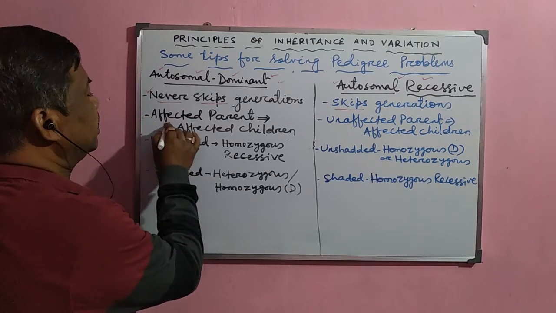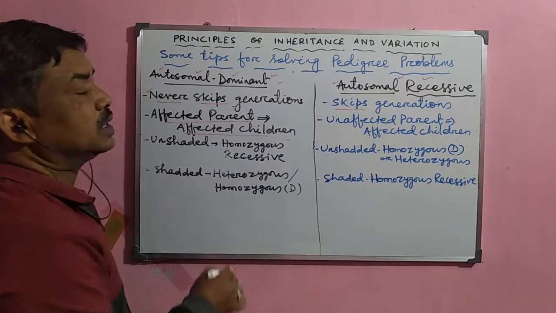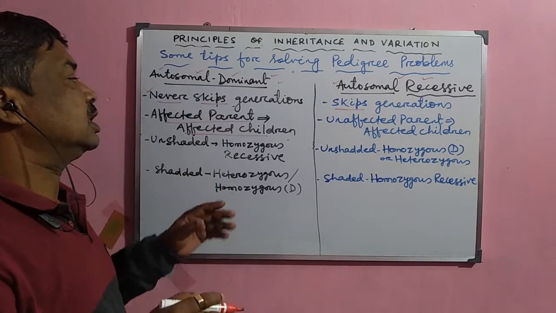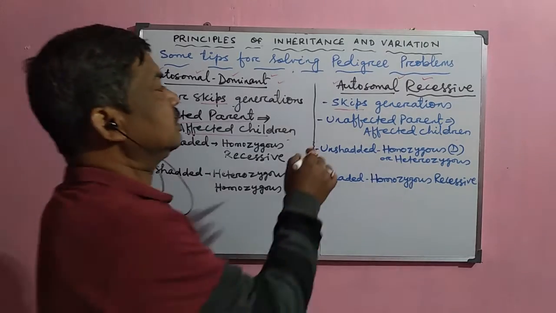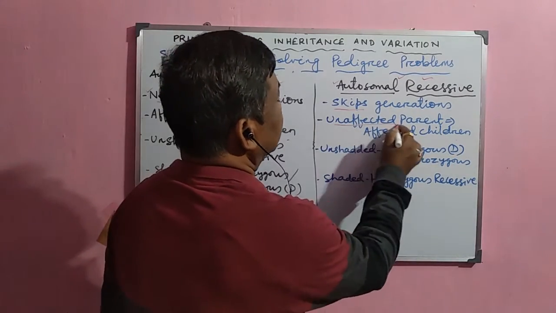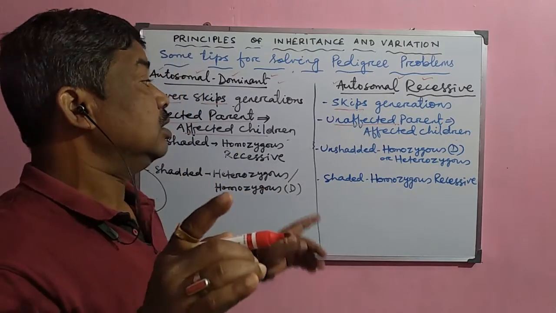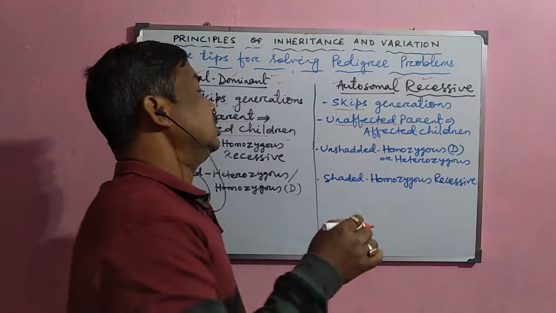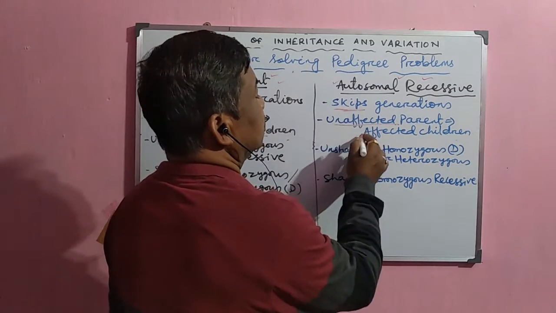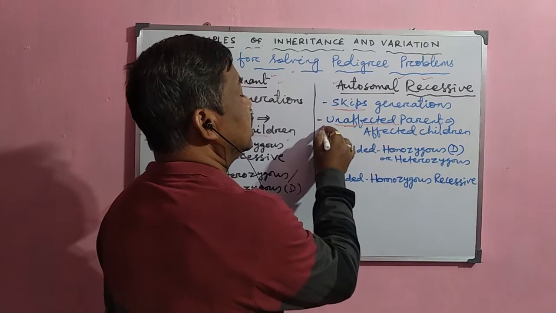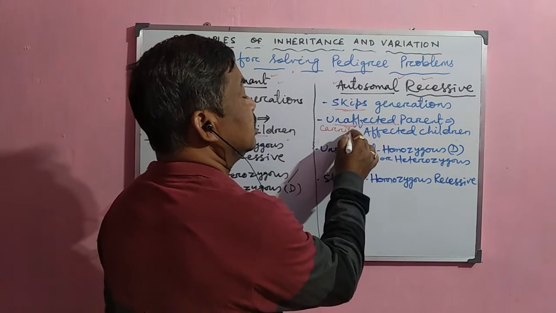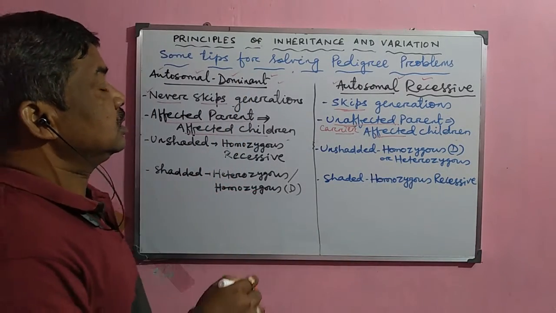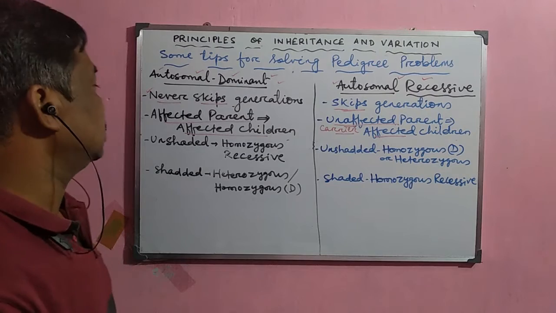Next, the affected parent. In the case of dominant, an affected parent must have affected children. That means it never skips a generation. In the case of autosomal recessive, if the parents are unaffected but are carriers, then the children will be affected. So that is why they skip generations. Unaffected means they are in the carrier form, and carriers never express it, but in the next generation it is expressed. So when it skips a generation, then it is the recessive one.